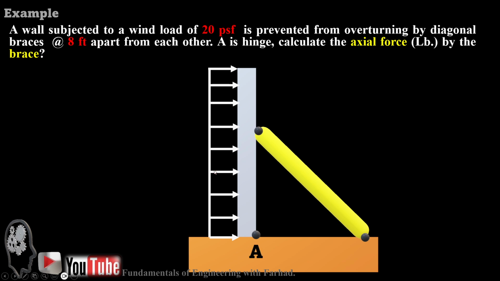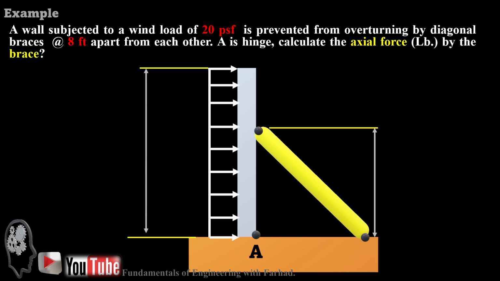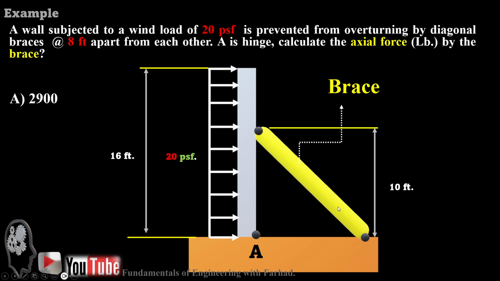So this is the 2D schematic of what you can see. That's a 16 feet wall handling 20 pounds per square foot of wind blowing on the wall with the help of a 45 degrees brace. We want to know what the force inside the brace is if they are 8 feet apart from each other.